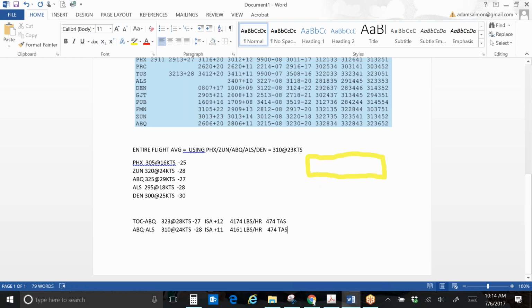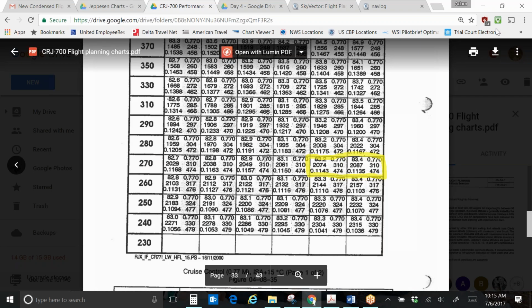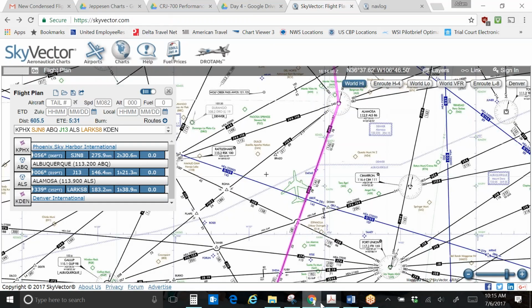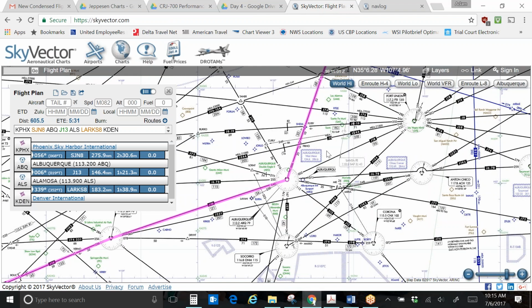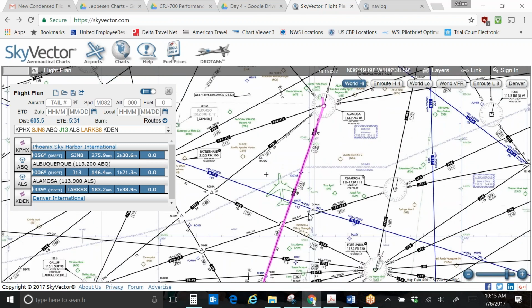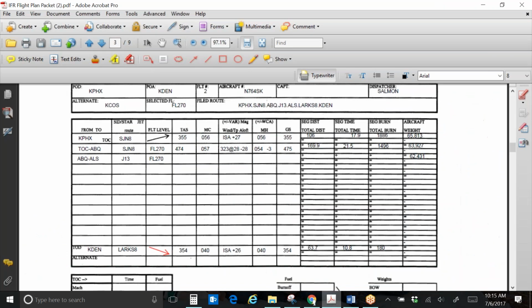Okay, we've got that now. Let's jump back into this. Actually, let's go to Sky Vector. So from Albuquerque to Alamosa, we're going to be on the same heading the entire time. It is 006. Pretty easy on that one. 474, still the true airspeed. 006 is our magnetic course.